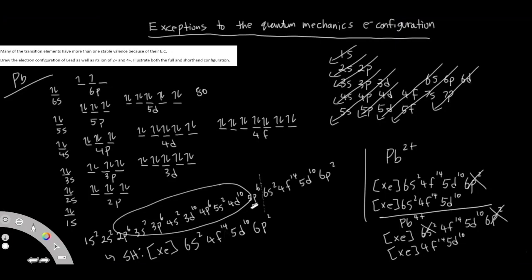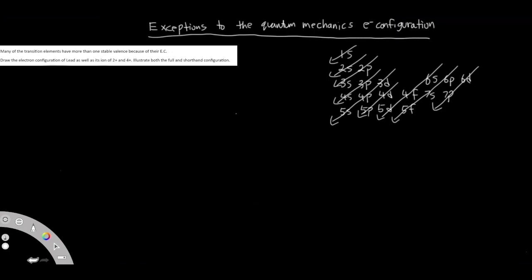Now let's look at our second exception rule. All right, let's have a look at chromium. If we look for chromium on the periodic table, it is number 24. Hence, it has 24 electrons. Let's draw this out as if we are not worried about the exception, just pretty much drawing it out the way I taught in the previous video.